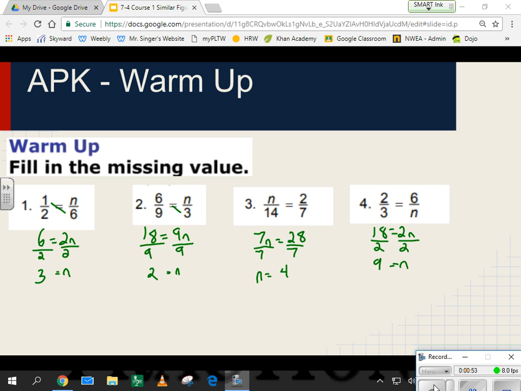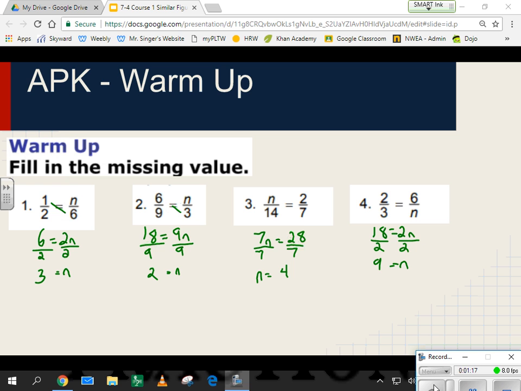Here are the 4 answers I hope you received. So number 1, the missing value was a 3. And you can tell it's half, so what's half of 6? That'd be 3. 6 to 9 would be the same as 2 to 3. For number 3, 4 to 14 is equal to 2 to 7. And 2 to 3 is equal to 6 to 9. So your answers are 3, 2, 4, and 9.